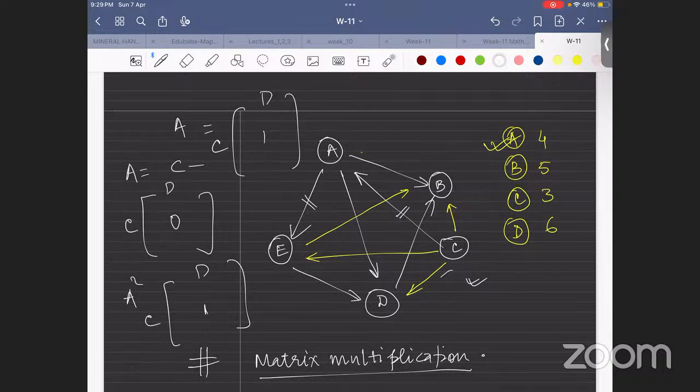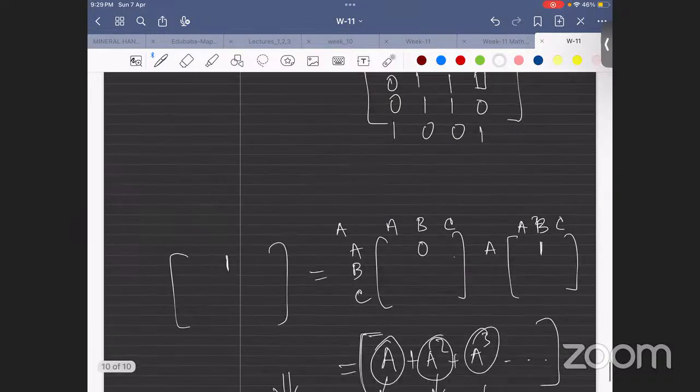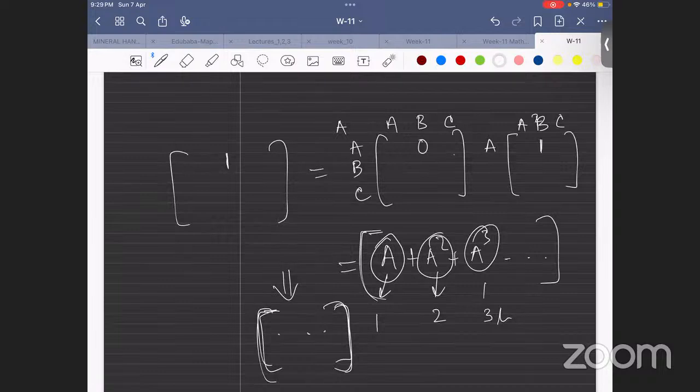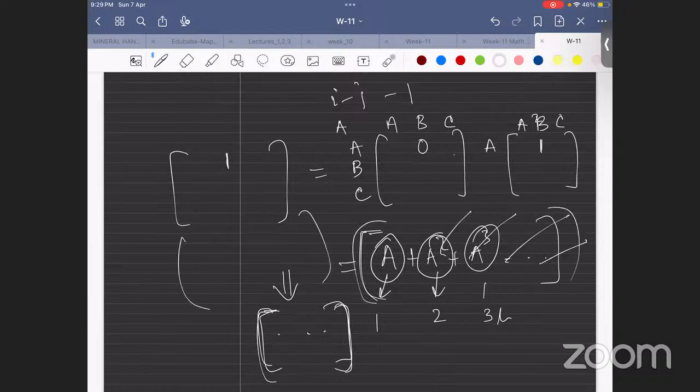You are adding it. So basically you are just adding all those things, whether you can reach from I to J with one length or two length or three length or four length or n length. You are adding all of them into one adjacency matrix, and that adjacency matrix will tell you whether you are able to reach from I to J. Doesn't matter how many hops you are doing. Okay.